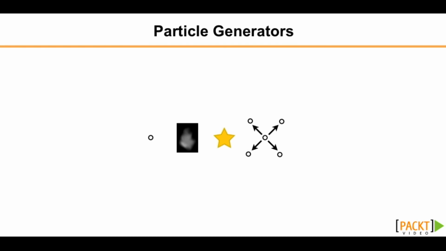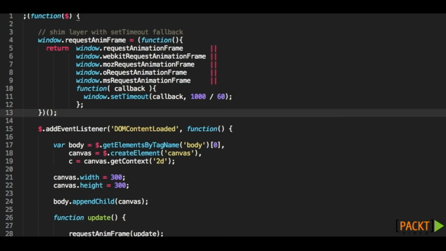So far, so good. And we're not just limited to handling single particles. We can use images as particles, or we can create particle generators that themselves generate other particles. So, we can go crazy with this and do several sorts of things. So let's see how we can implement a particle generator.